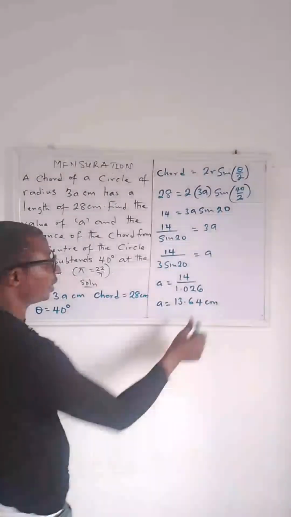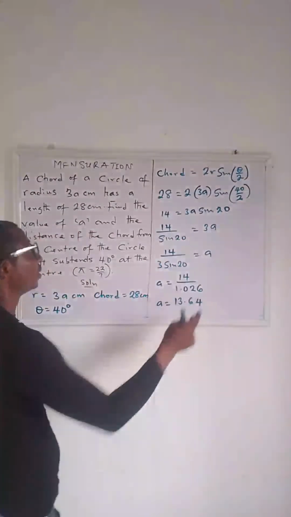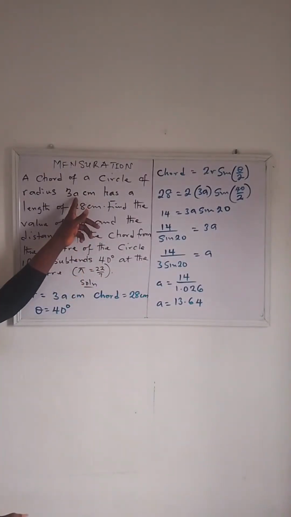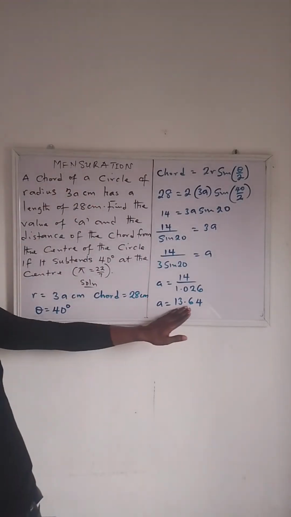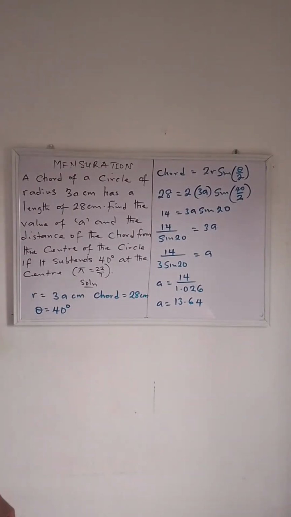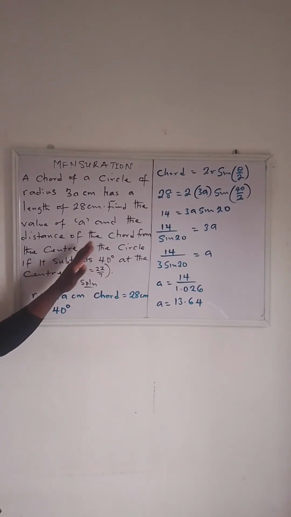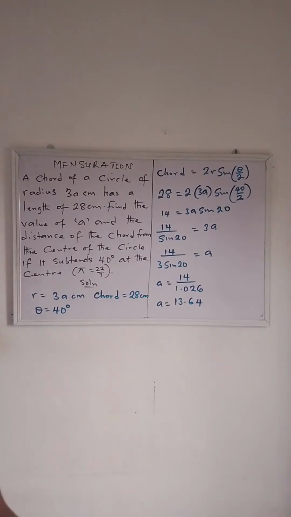There may not be a need for centimeter again because this is already having centimeter. If you put centimeter again, that will be centimeter squared. So a is just 13.64. All right. Now let's move on. The question now says that we should find the distance of the chord from the center of the circle. Yes, that is where we are going to.